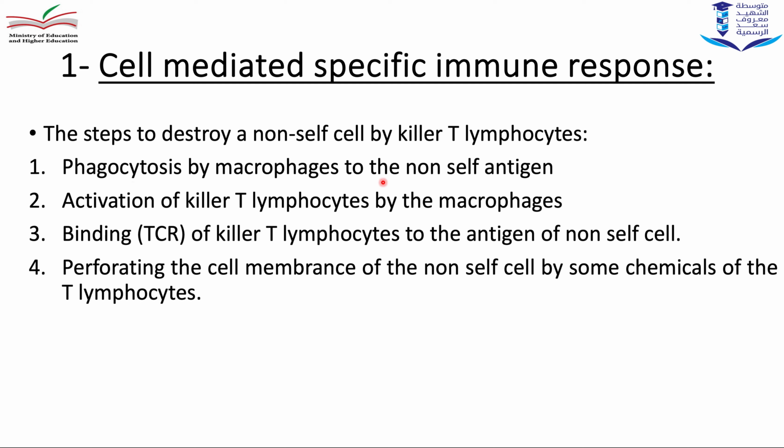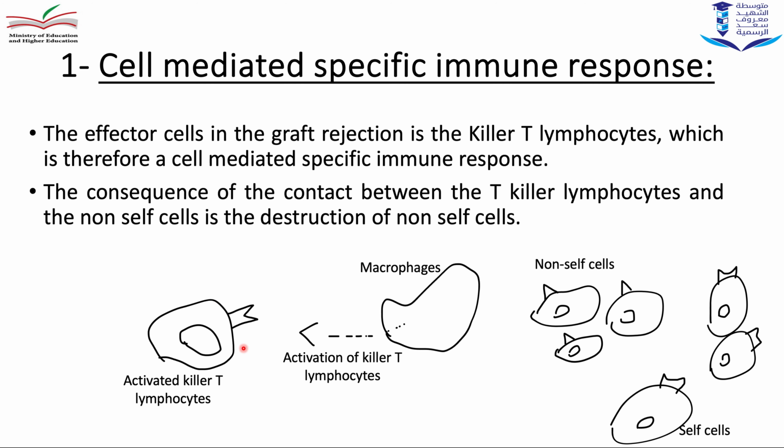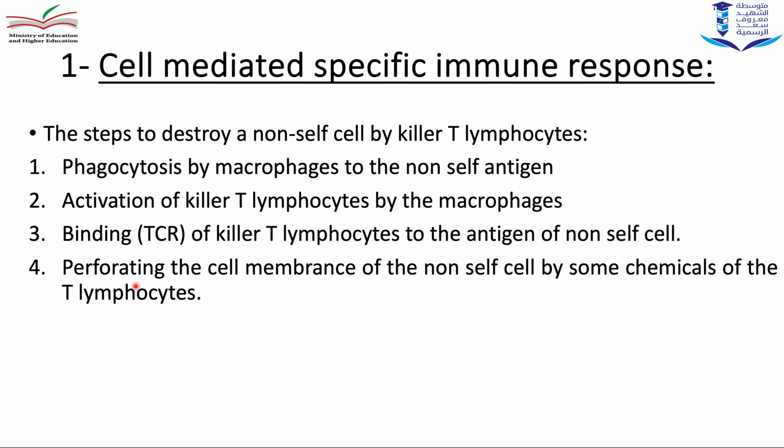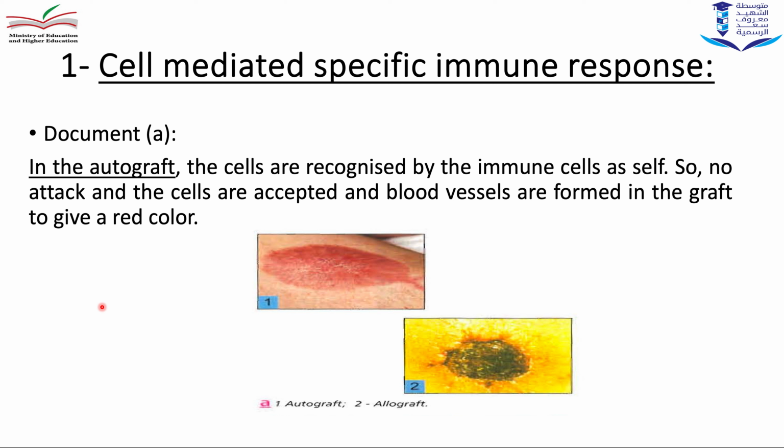Phagocytosis by macrophages of the non-self antigen. As I said before, activation of the killer T lymphocytes by macrophages, binding of the TCR of the killer T lymphocytes to the antigen of non-self. By the way, this is the TCR. Binding of the TCR of activated killer T lymphocytes on the non-self antigen, leading to their destruction. It perforates the cell membrane by some chemicals, leading to their destruction.